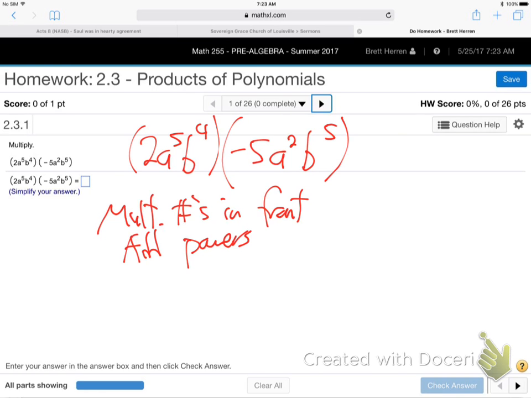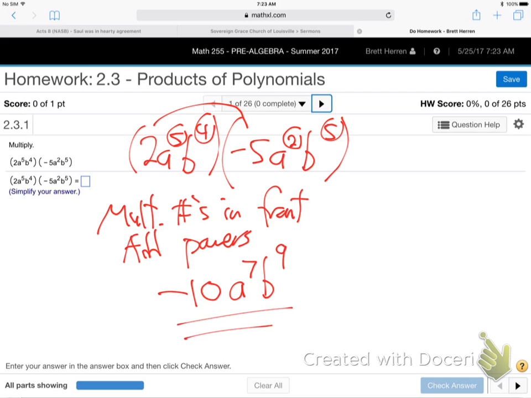So I multiply 2 times minus 5. Negative 10, positive times negative. Yeah, 1 negative is negative, right? Exactly. And then you add the powers, huh? So the 5 and the 2 will make a to the 7th. And the 4 and the 5 will make b to the 9th. And we're done.